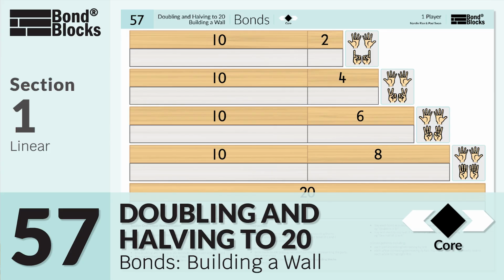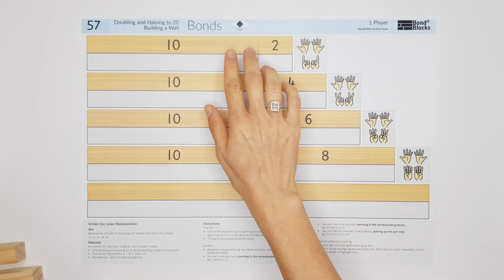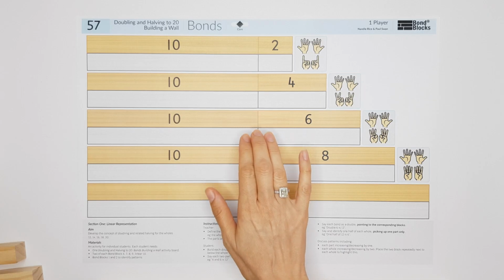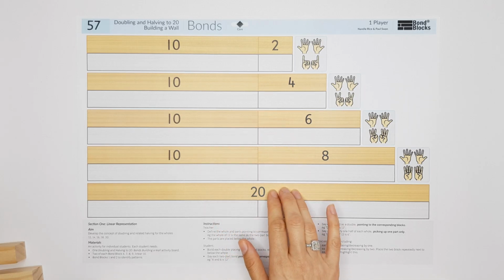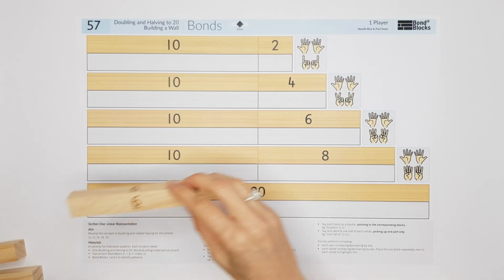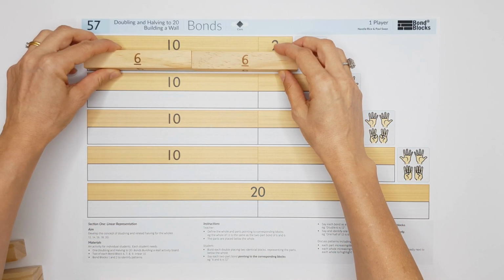Welcome to Activity 57. In this activity, we will be developing the concept of doubling and related halving for the wholes of 12, 14, 16, 18 and 20. To complete this activity, you will need to place 2 of each block that build the double.